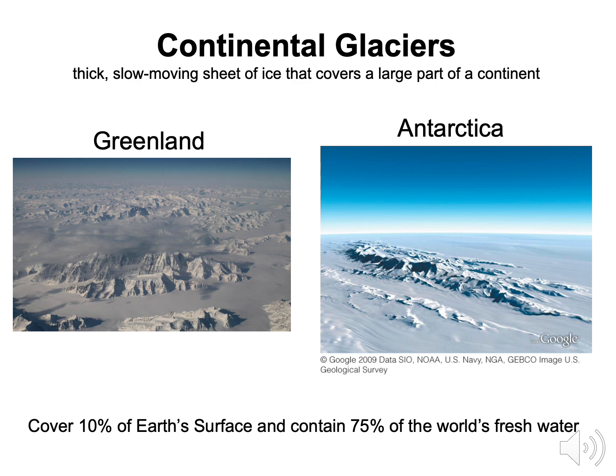The second type of glacier that we'll learn about today is known as a continental glacier. A continental glacier is a thick, slow-moving sheet of ice that covers a large portion of a continent. We have two continental glaciers that exist on Earth today. There is a continental glacier that covers Greenland, and we can see an aerial photograph of Greenland giving us a sense of this continental glacier in the image on the left-hand side of the screen.